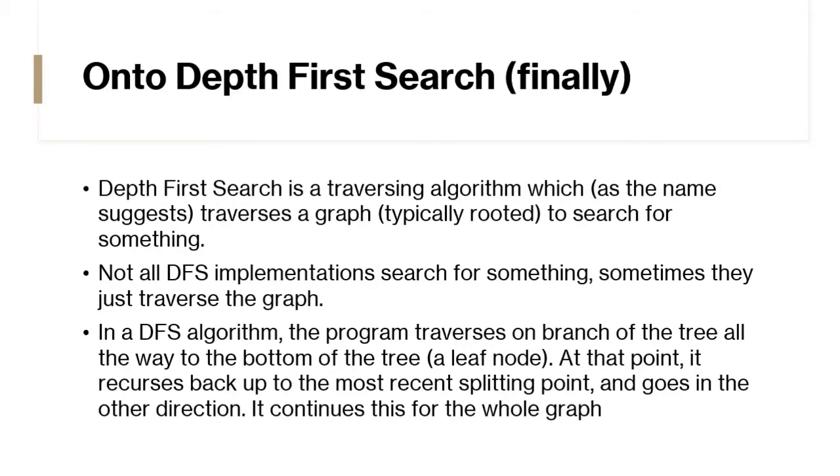Not all depth first search implementations search for something. Sometimes they just traverse the graph. And to shorten the words depth first search, we will commonly refer to it as a DFS algorithm or a DFS implementation. In a DFS algorithm, the program traverses one branch of the tree all the way to the bottom of the tree, and that will be all the way to a leaf node. At that point, it recurses back up to the most recent splitting point and goes in the other direction. It continues this way for the whole graph.